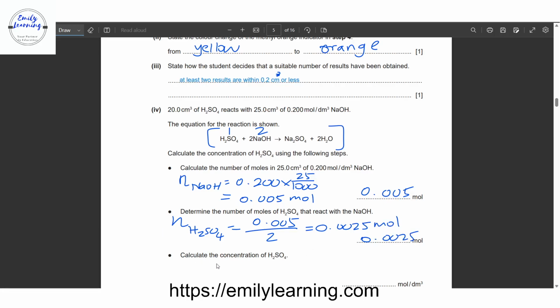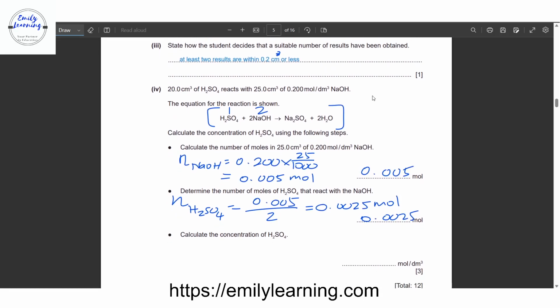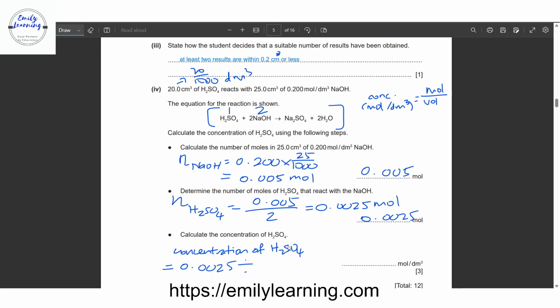Next, you are asked to calculate the concentration of H2SO4. So we know that concentration in mol/dm³ is equal to moles over volume in dm³. So to find the concentration, I simply need to take the number of moles of H2SO4, which is 0.0025, divided by the volume, which in this case is 20 cm³. But remember, because I want concentration in mol/dm³, I need to change 20 cm³ to dm³ by dividing it by 1,000. So this is 20 over 1,000 dm³. So to find the concentration of H2SO4, I will take 0.0025 divided by 20 over 1,000, and this will give me 0.125 mol/dm³. So the answer is 0.125 mol/dm³.